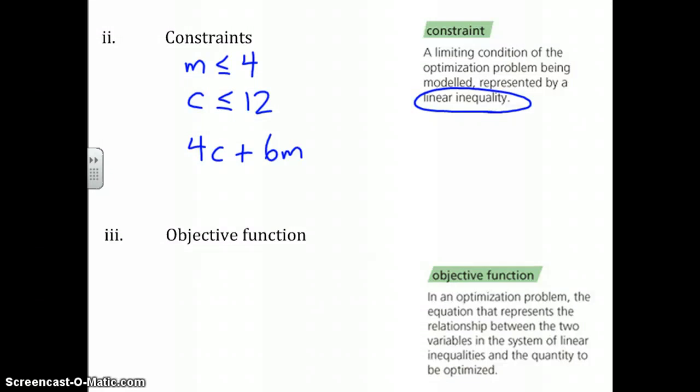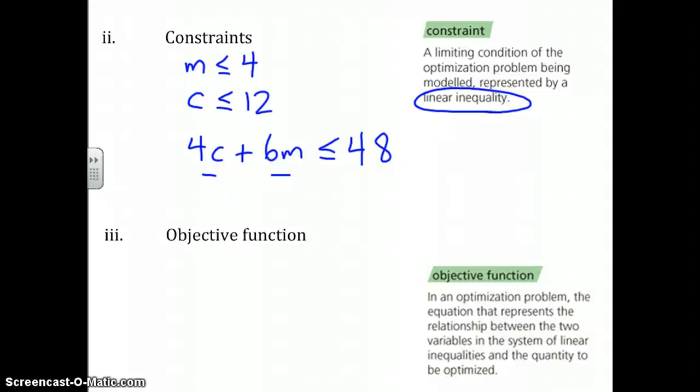And then that number is going to be less than or equal to 48. We have up to 48 people in total, so the number of people in the cars plus the number of people in the minivans has to be less than or equal to 48. We don't need room for 50 people, we don't need room for 100 people, we need room for less than or equal to 48 people. So those 3 things are our constraints.